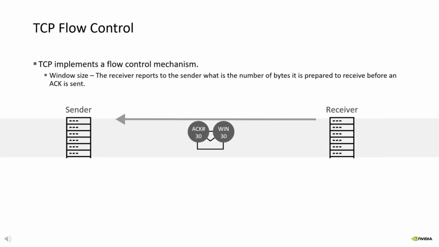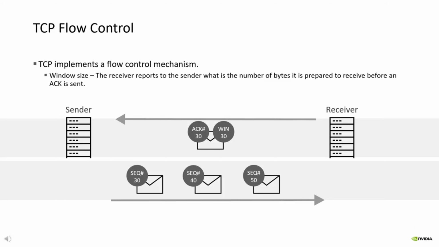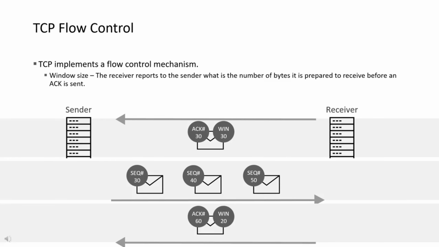The sender sends the next 30 bytes in 3 segments of 10 bytes each. Now the receiver acknowledges the next 30 bytes with acknowledgement number 60, and reports to the sender that it can receive an additional 20 bytes with window size 20. As a response, the sender will now send 20 bytes or 2 segments of 10 bytes each. It is important to notice that the window size is dynamically adjusted, increased or decreased as needed.